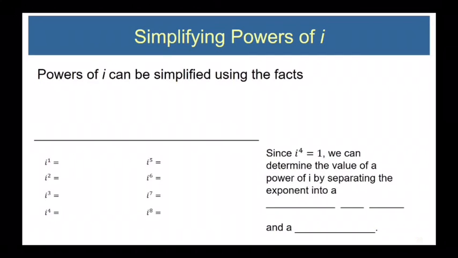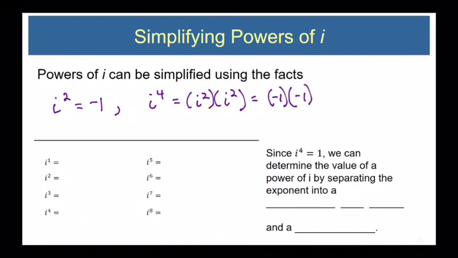So powers of i can be simplified using the facts that i squared equals negative 1, which we already knew, and i to the fourth is i squared times i squared, which would be negative 1 times negative 1, which is really just positive 1. So if we always keep these two things in mind, we'll see that it's going to be pretty easy to simplify any power of i that you have. So let's go through a couple of cycles here and you'll see what I'm talking about.